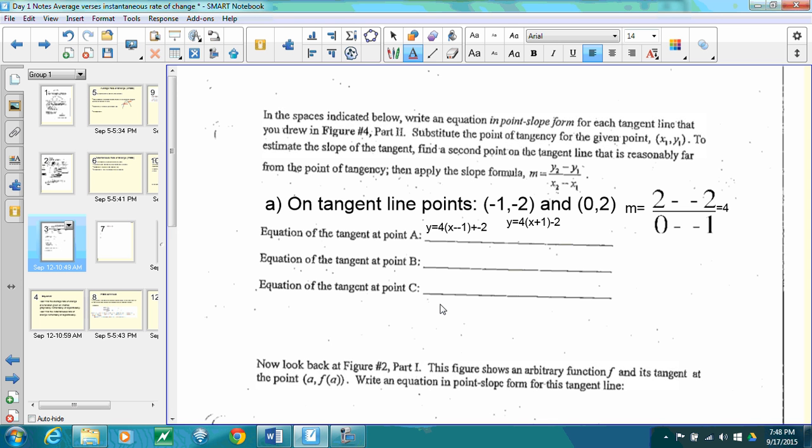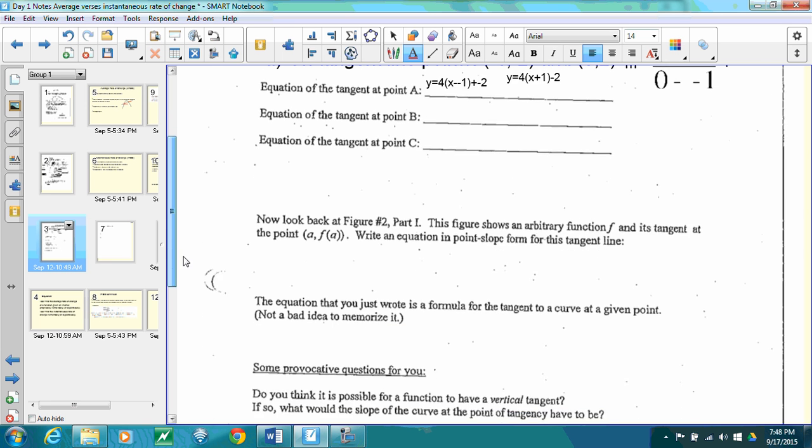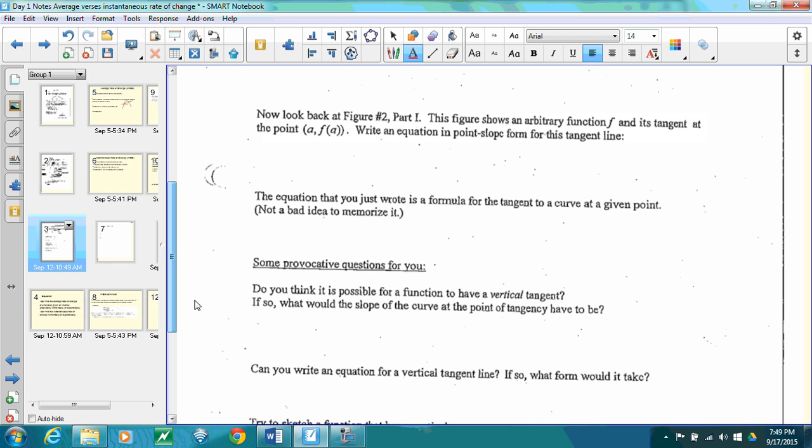You're going to find 2 points on the line that goes through B, find the slope, plug it into point slope form, and do the same for C. So you can pause and do that. And then once you're done, we're going to look at this bottom part.